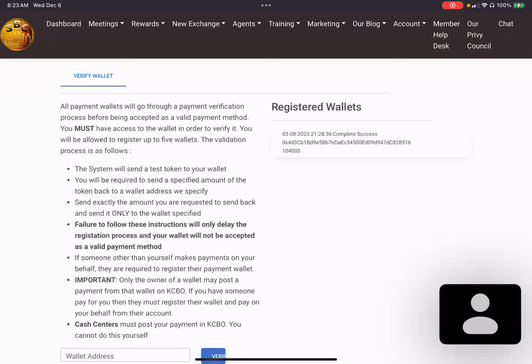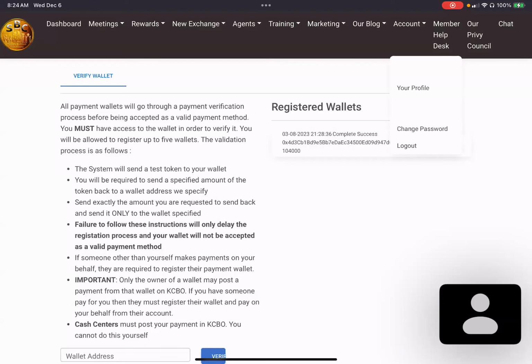As a member, you can validate up to 5 wallets. And as long as a payment comes from any one of those 5 wallets for your agent deposits, for your agent donations, for your KCBO payment fee, that will get properly registered to you when you are making a payment.